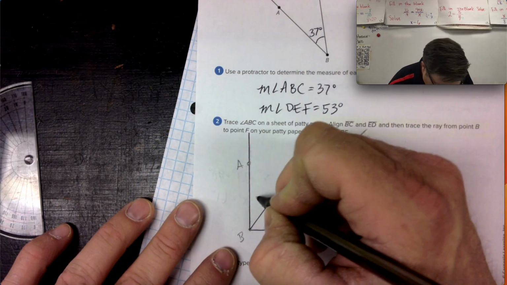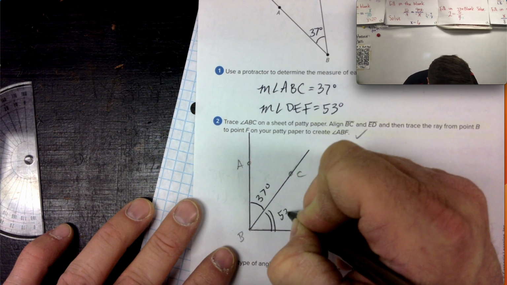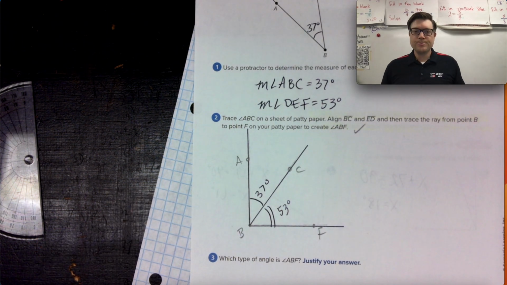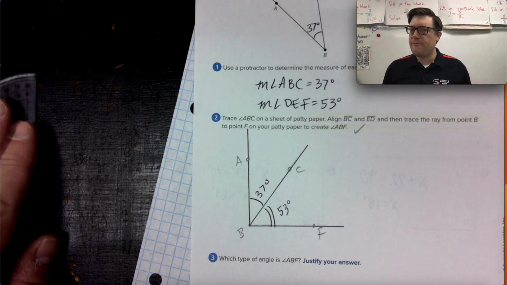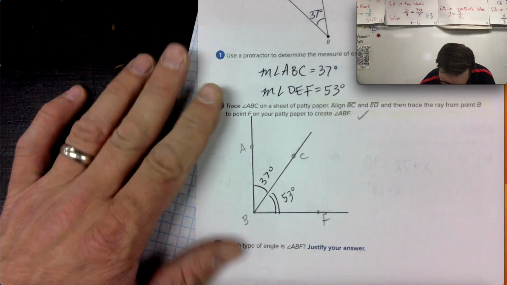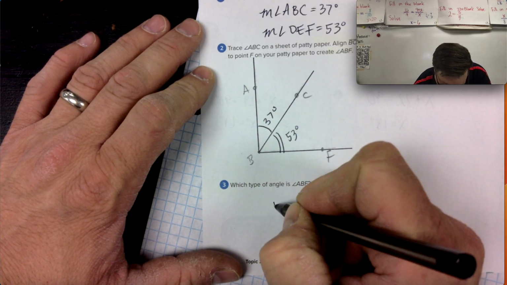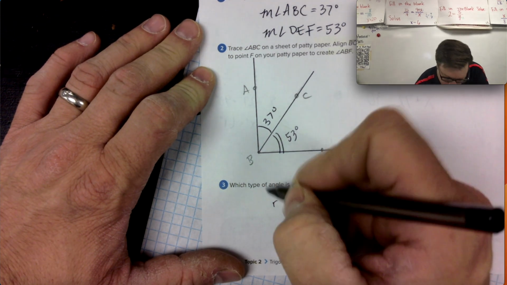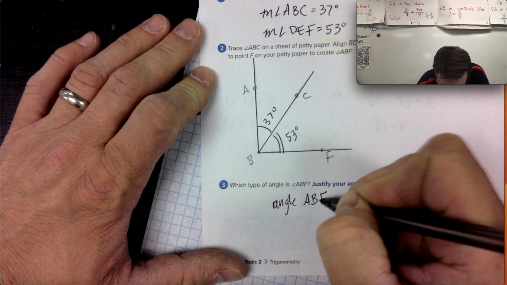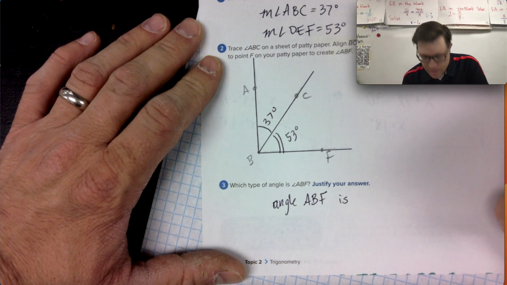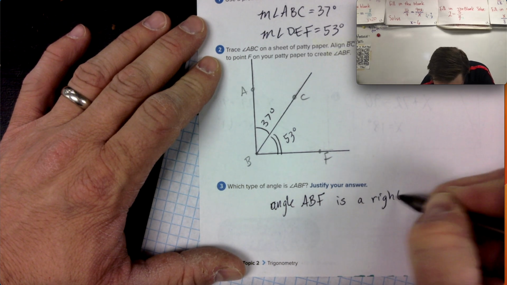All right. This was a 37-degree angle. And this one was a 53-degree angle. You know what? We just created a 90-degree angle. They set us up. 37 and 53 are complementary. What type of angle is angle ABF? It's a right angle. I should use full letters. Okay, so angle ABF. Full sentences is what I mean. I should use full sentences. Angle ABF is a right angle.